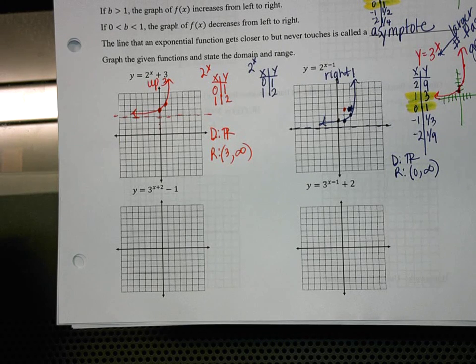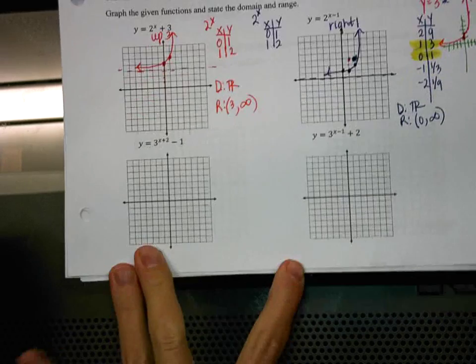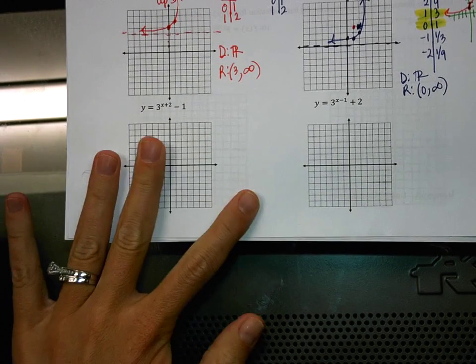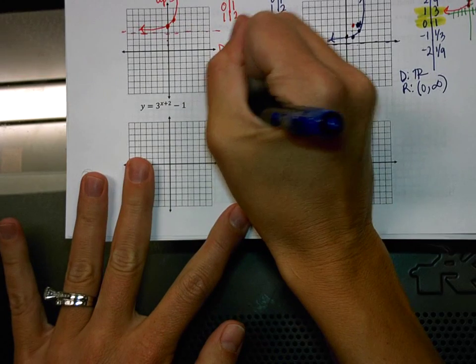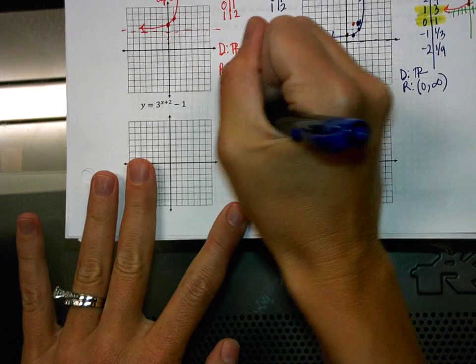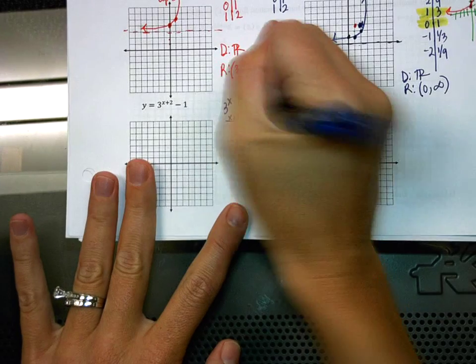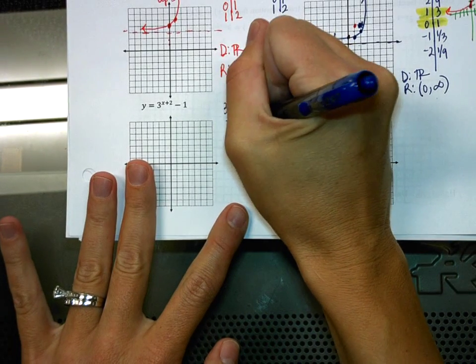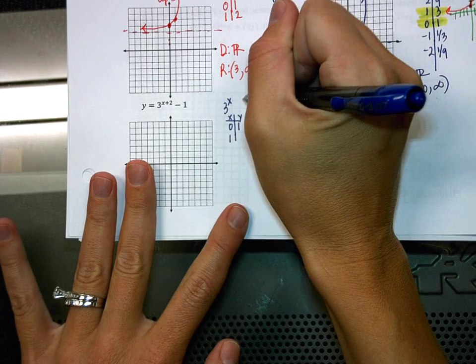All right, you guys ready to move down to the next ones? Okay. So if we took off all of the shifting, this would actually just be a 3 to the x problem. Do we agree? And if we have 3 to the x, my original points would be when I plug in 0, I would get 1. And when I plug in 1, I would get 3.